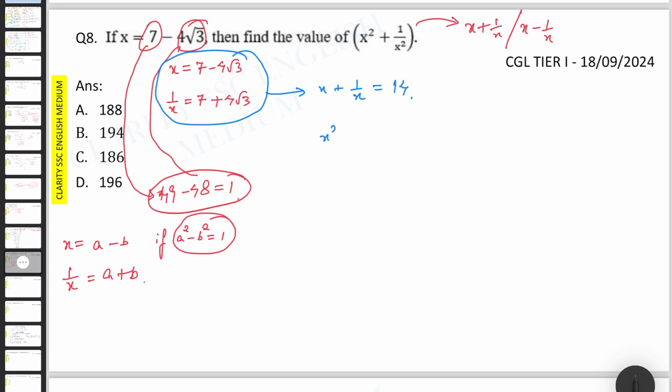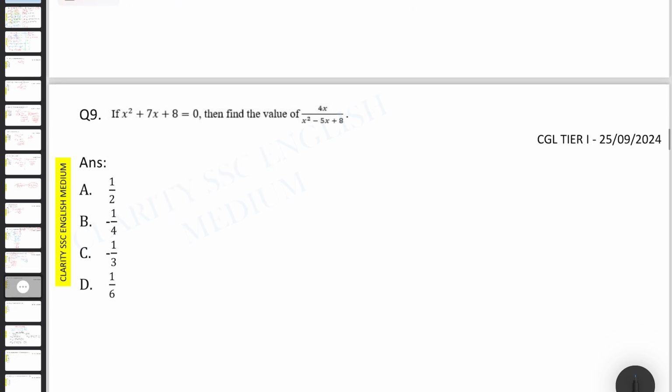So x square plus 1 by x square is equal to the value squared minus 2. That means 196 minus 2, which is 194. Option number B for banana is the correct answer. 194 is the correct answer. Let's see the next question.